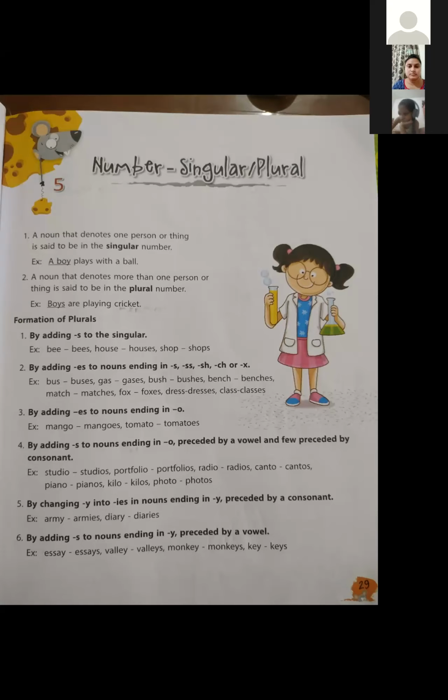Then the fourth point. By adding S to nouns ending in O preceded by a vowel, and a few preceded by a consonant. It means if our spelling ends with O and it is preceded by a vowel, vowels which are A, E, I, O, U, then we will add on S to those spellings. Okay? Like studio. It is ending with O and O is the vowel. Then we have to join S. Portfolio. Again, it is ending with O, the vowel, and we will join S. Okay?